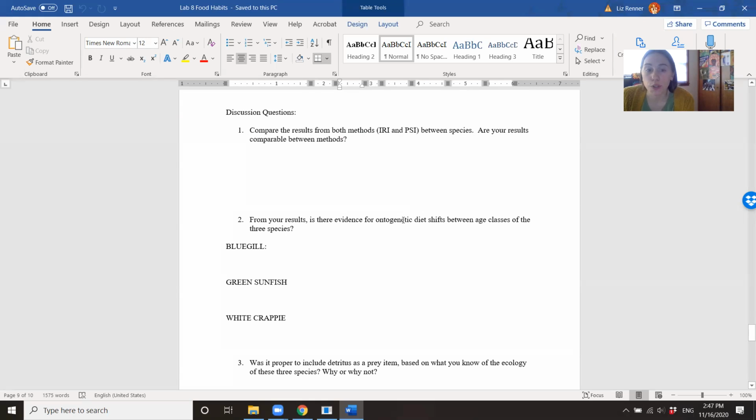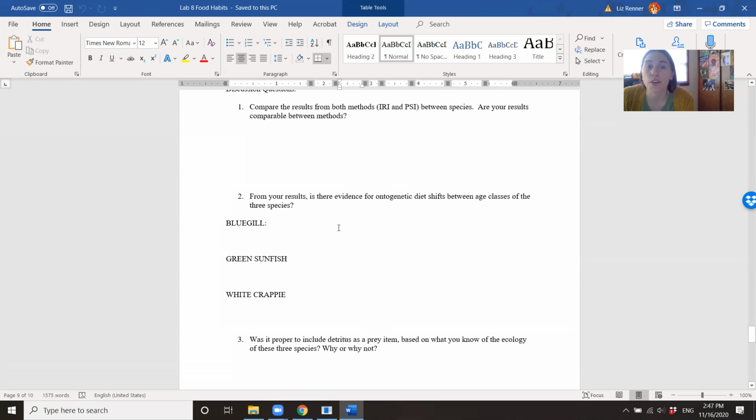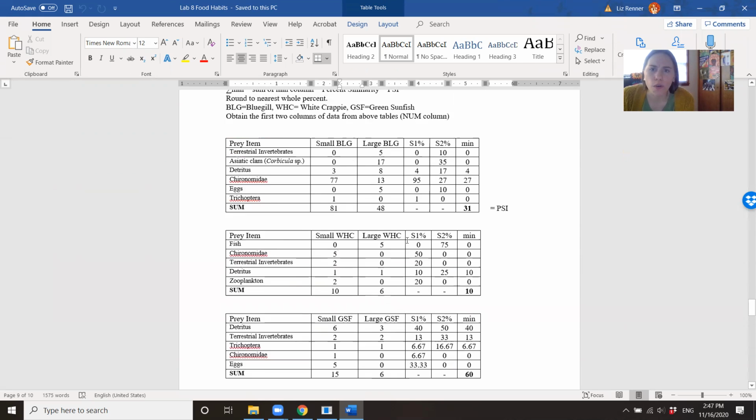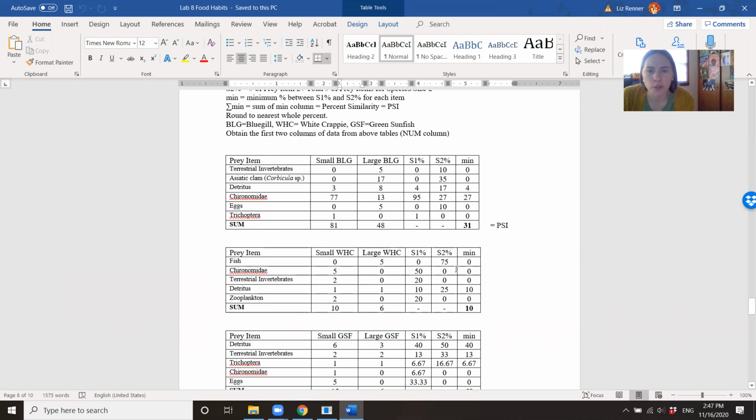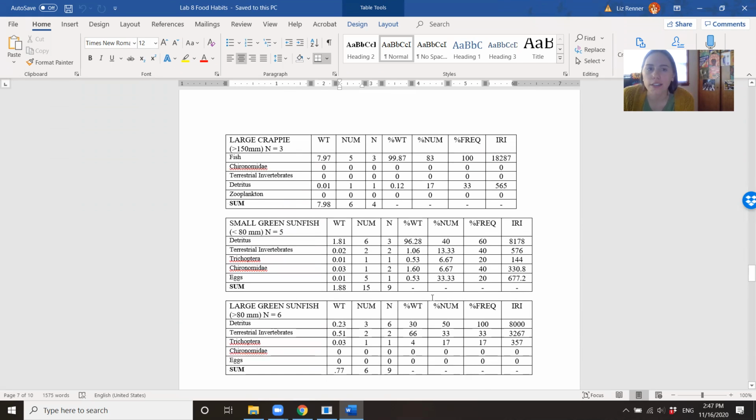Okay, next up, question 2. From your results, is there evidence for ontogenetic diet shifts? So change in age, right, over time, diet shifts between the age classes of the 3 species. And so just looking at the shift between IRI is kind of a better way to look at this.